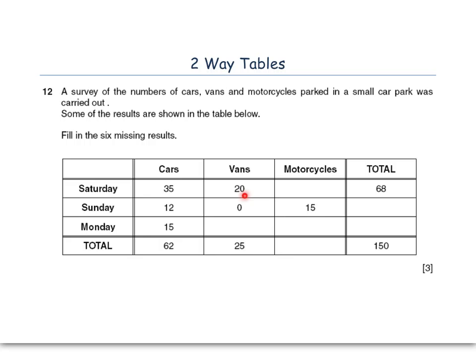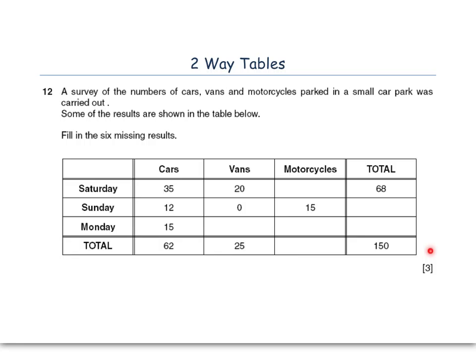We're also told that in total we saw 25 vans altogether, and if we look across Saturday we're told that in total the number of vehicles we saw was 68 vehicles. So we can use this information to help us find these missing 6 values. As you can see, this is worth 3 marks in the exam. Sometimes it can be worth 4 or even 5 marks.